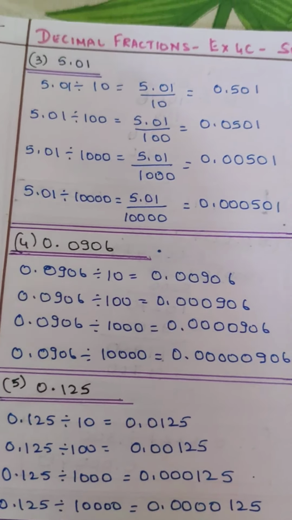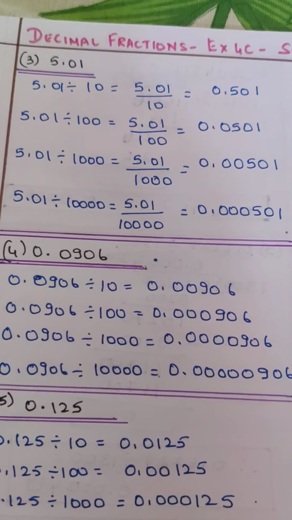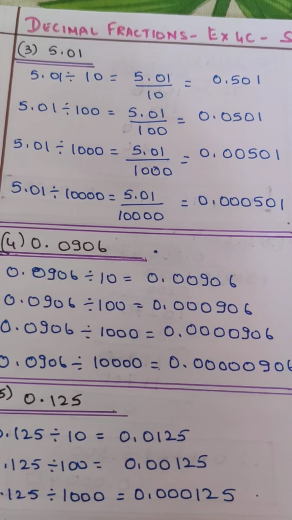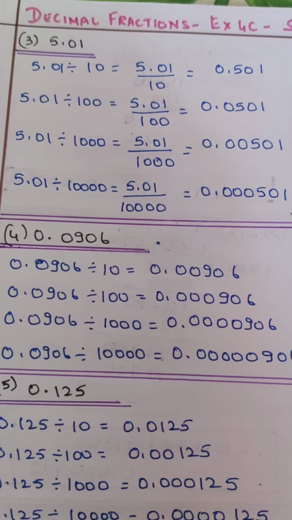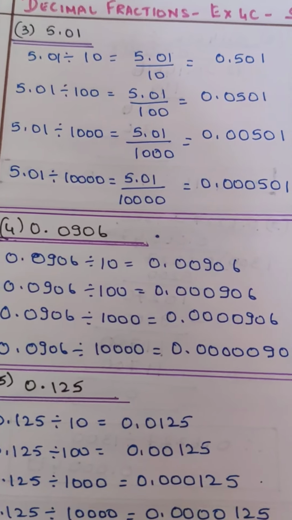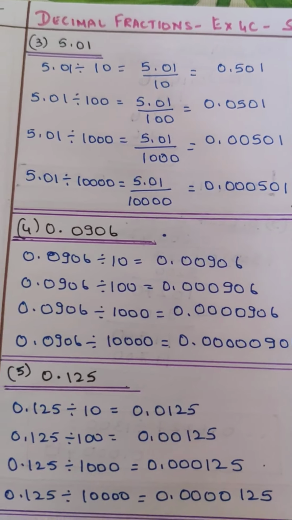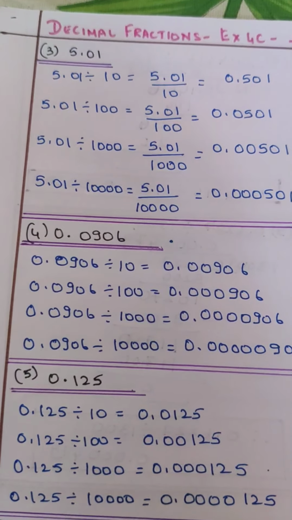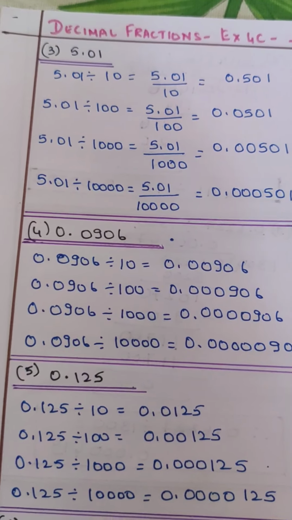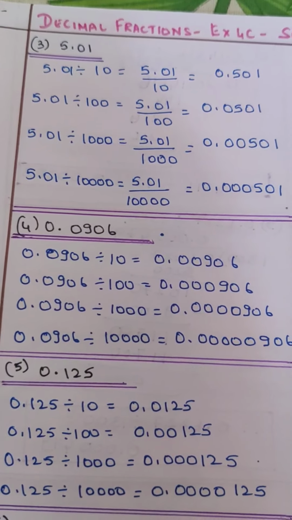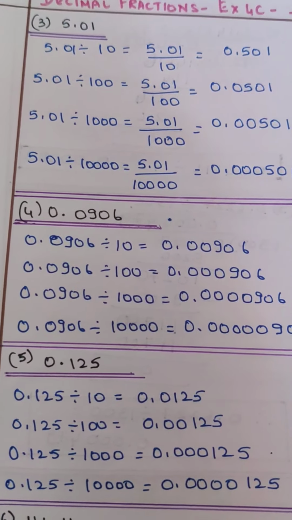Third sum is 5.01. So 5.01 divided by 10 is 0.501. 5.01 divided by 100 is 0.0501. 5.01 divided by 1000 is equal to 0.00501. 5.01 divided by 10,000 is equal to 0.000501. So that is for 5.01. I'm just pausing for a few seconds for you to understand.